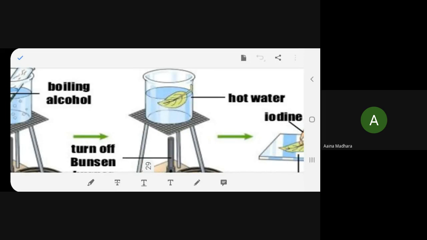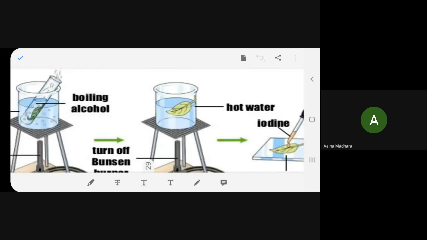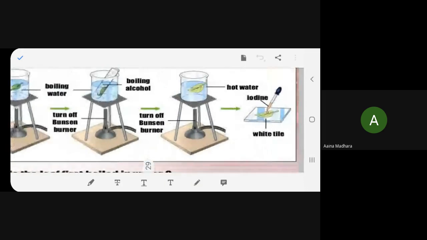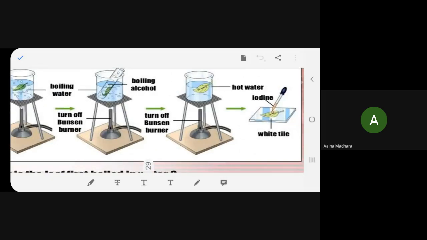You can do this experiment if you feel like. Now, you remove this leaf from the spirit and put it in hot water. What happens? See the color. When you put it in hot water, the green color fades, the green color is gone. And when you test with iodine solution, you put iodine on it.